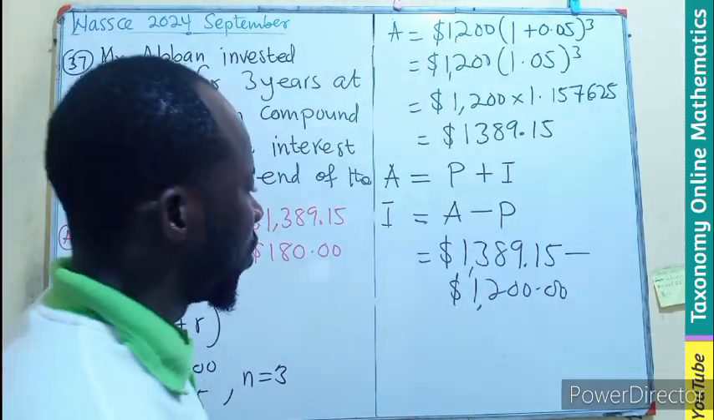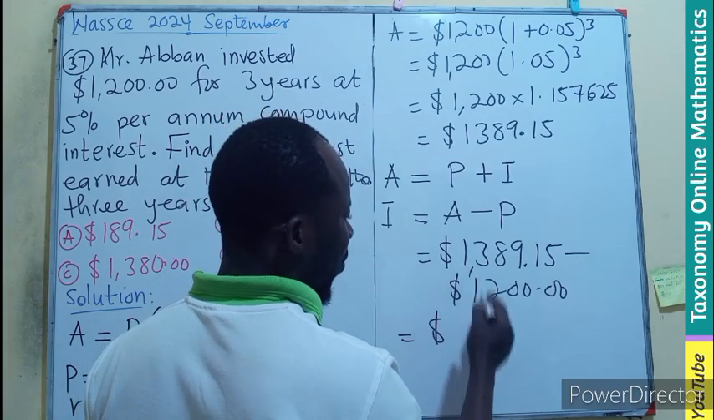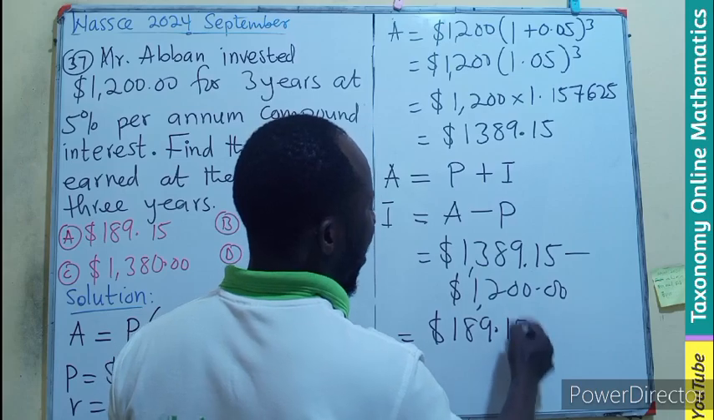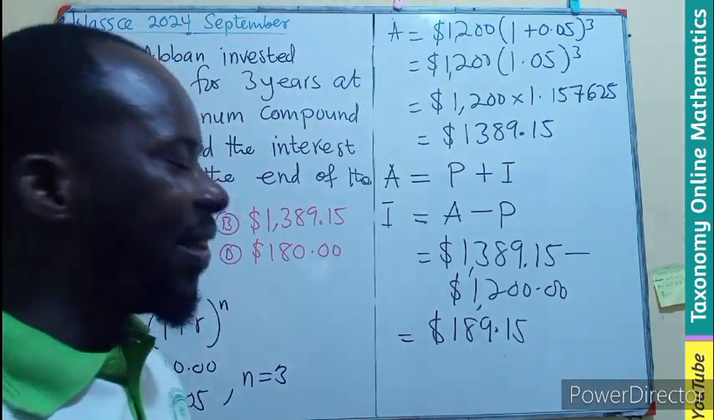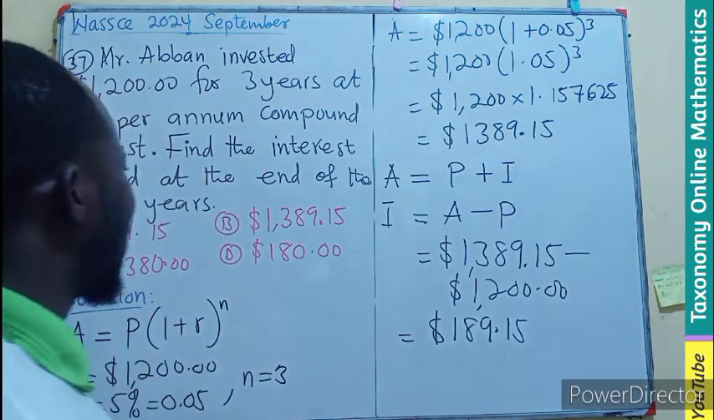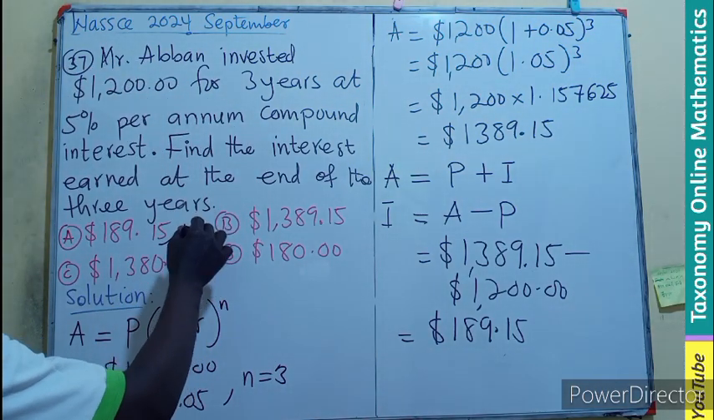Dollars, right? So this will be giving you, I think 1,000 will go. So you're left with $189.15. What will be the options? The option will be option A.